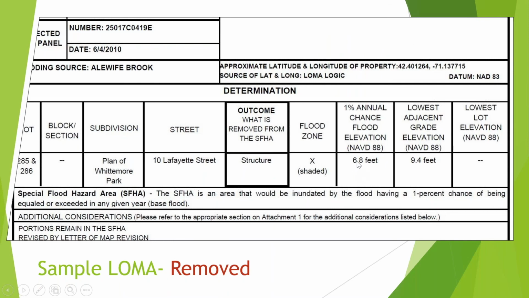But that base flood elevation is 6.8 feet, and yet the lowest adjacent grade on that property, the lowest adjacent grade to the structure, is 2.5 feet above the base flood elevation. And so, therefore, the structure is removed from the floodplain because it is higher than the base flood elevation, okay?